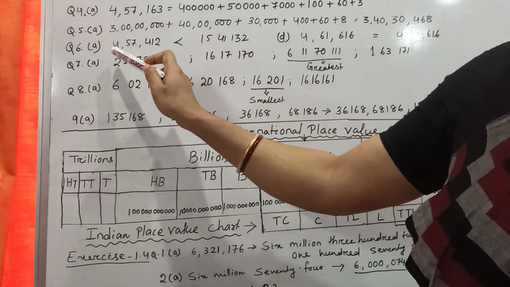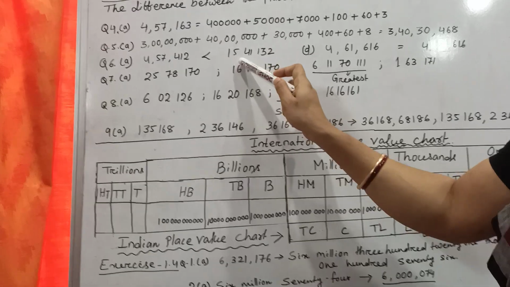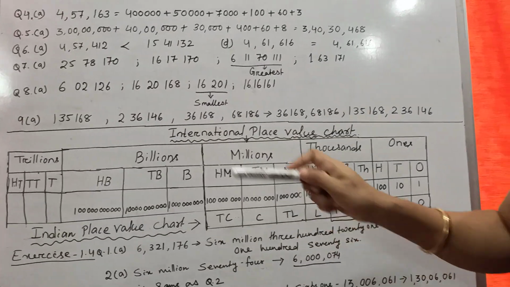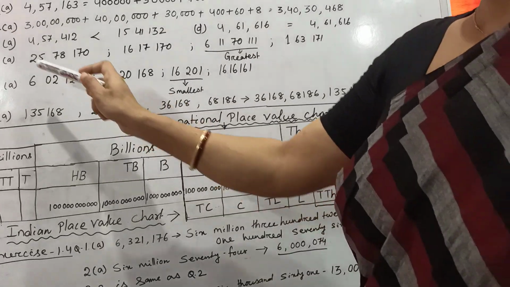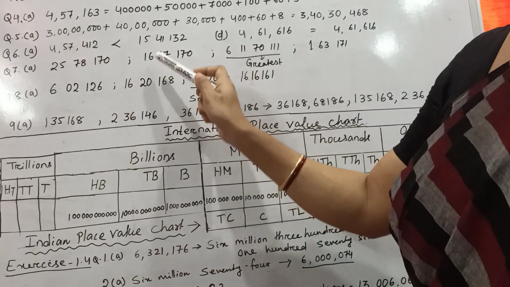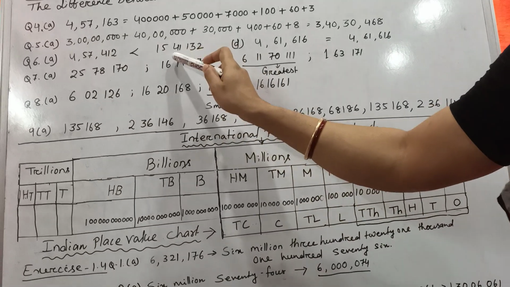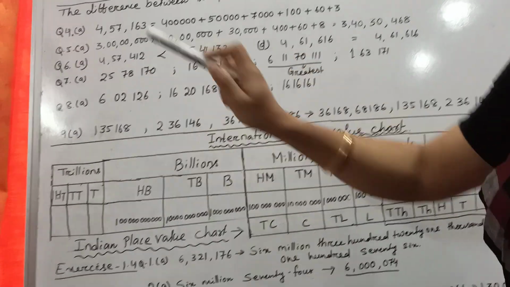Now here this is 4,57,412. Here 15,41,132. When you compare two numbers, first you count how many digits are there. Here is a 6-digit number, here is a 7-digit number. So obviously a 7-digit number is greater than a 6-digit number. So this number is greater than this number.